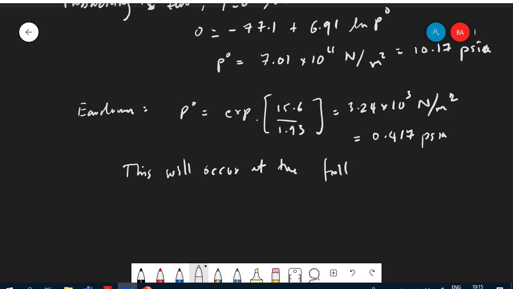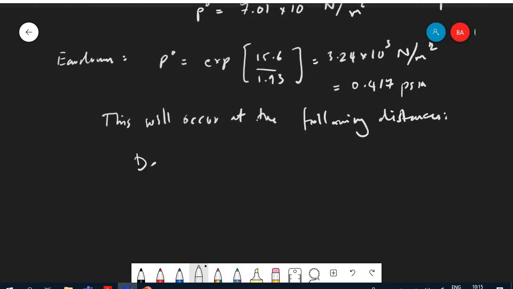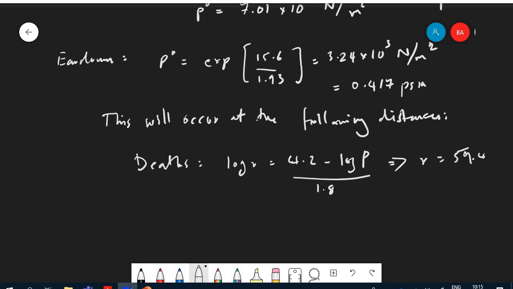So that overpressure that we have will occur at the following distances. So the depths that we have, if we just calculate, log R is equal to 4.2 minus log P divided by 1.8, and we are going to get an answer. Okay, so what will be R? R is equal to 59.4 feet.